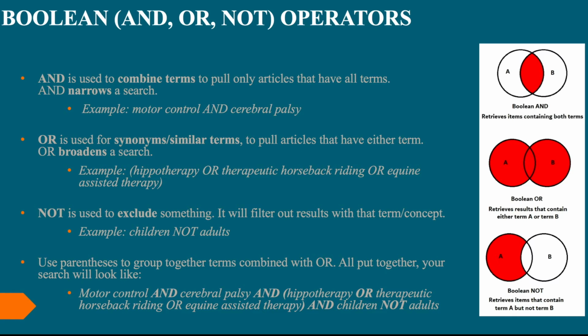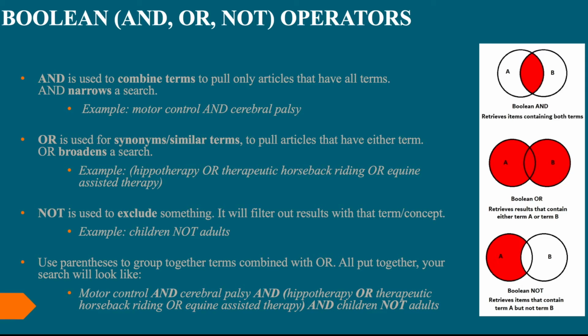The third tip is to use Boolean operators AND, OR, NOT to combine your keywords. AND will combine terms to pull only articles that have all of your terms. OR is used with synonyms and similar terms to pull articles that have either term. Remember to use parentheses to group together terms combined with OR. NOT is used to exclude something. It will filter out results with that term or concept.